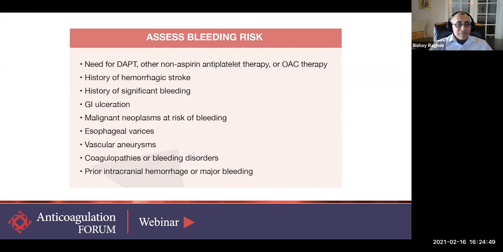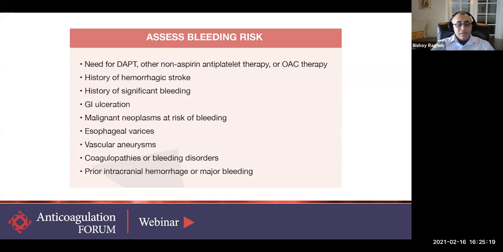So the first thing up there that you'll see is the need for dual antiplatelet therapy or other non-aspirin antiplatelet therapy as well. In the VOYAGER, specifically, as Marc alluded to, they did allow for dual antiplatelet therapy for preferably 30 to 60 days, but up to 6 months post-op, but no other oral antiplatelet therapy beyond aspirin or clopidogrel due to the increased risk of bleeding associated with the other oral antiplatelets.